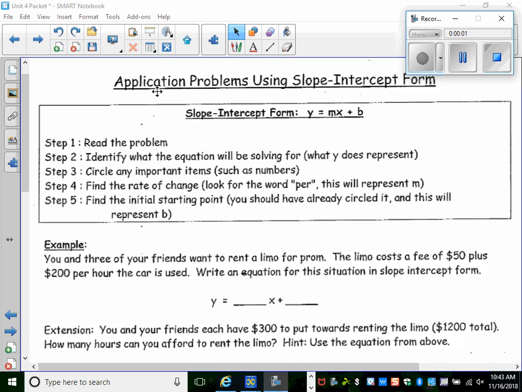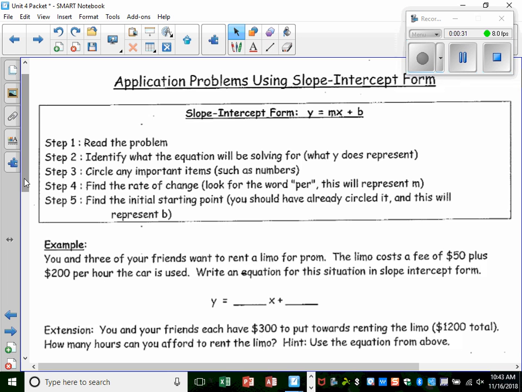We'll see what we call application problems using slope-intercept form. These problems are designed so you can use y equals mx plus b, which means you're looking in the word problem for what remains constant, which would be your b, and what is the rate of change, or the slope, which will be the m. So we are going to be writing these in y equals mx plus b form.